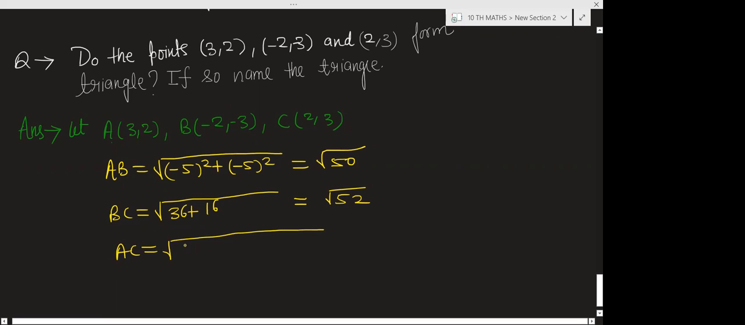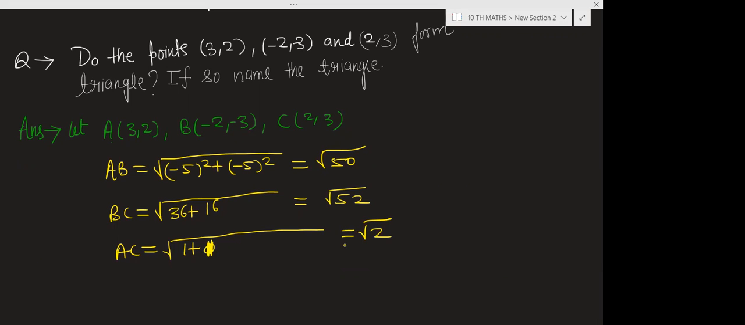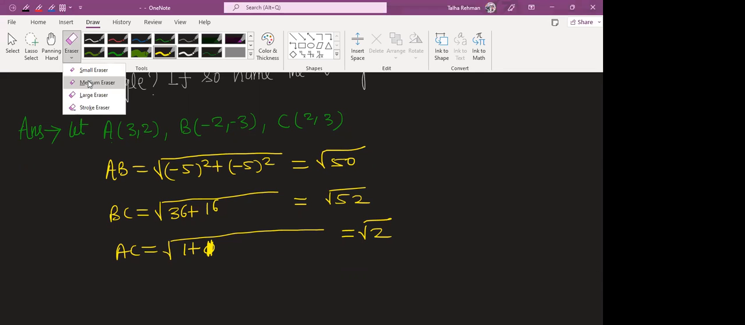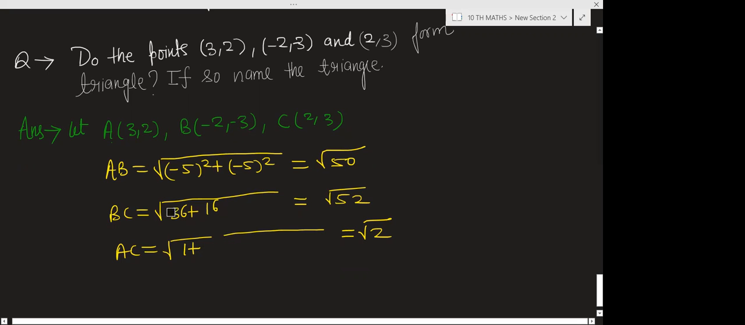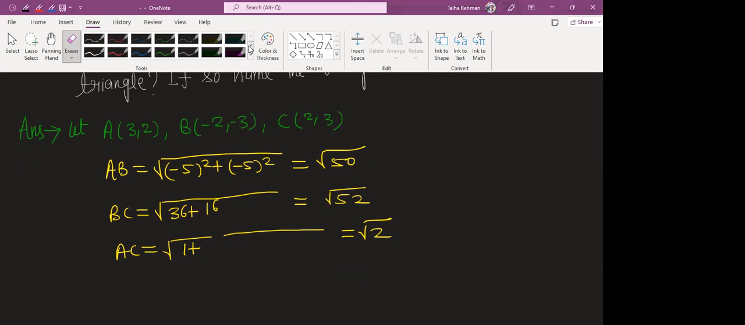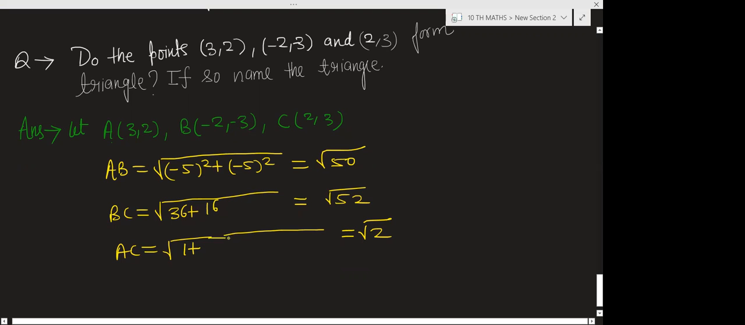3 root minus 50. 2, 1. 2 minus 2, 0. This will become, sorry, 1. 2 minus 3, this will become 1. Then this is √2. So for AB, 2 minus 3 will be -1, right? Yes, but when you do the square, then you will get 1. Okay, like this. No problem, we can do that.